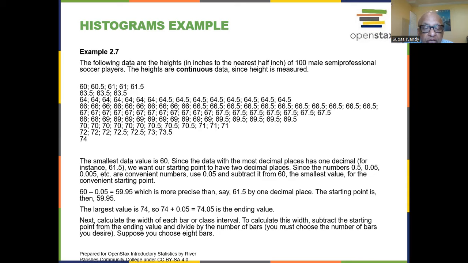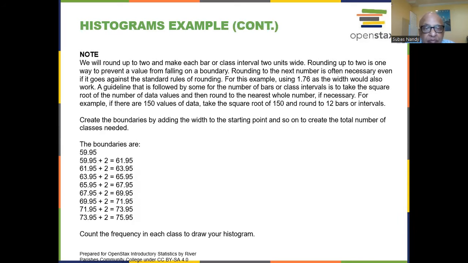Next, calculate the width of each bar or class interval. To calculate this width, subtract the starting point from the ending value and divide by the number of bars. You must choose the number of bars you desire. Suppose you choose 8 bars. Note, we will round up to 2 and make each bar a class.